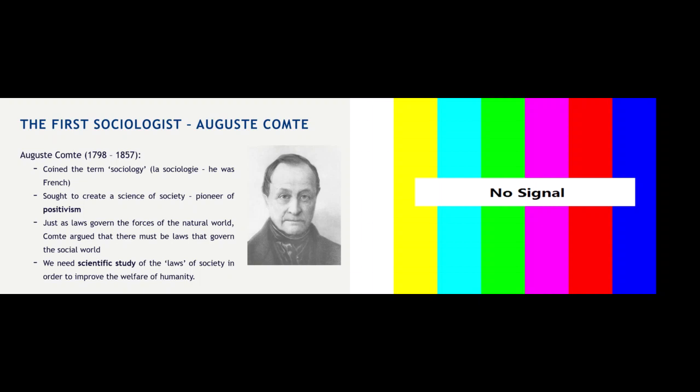So someone like Comte would argue that there's a certain truth to social life that can be discovered. So very much based on a scientific view of the world. And we can still see his legacy today in the way that we speak of sociology as a social science. That really is taking its cues from biological sciences.